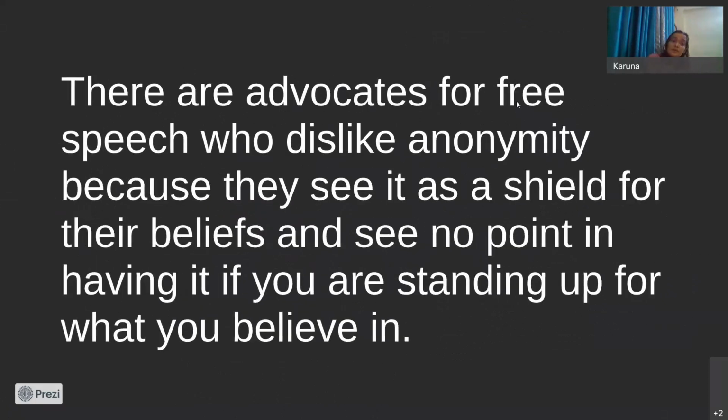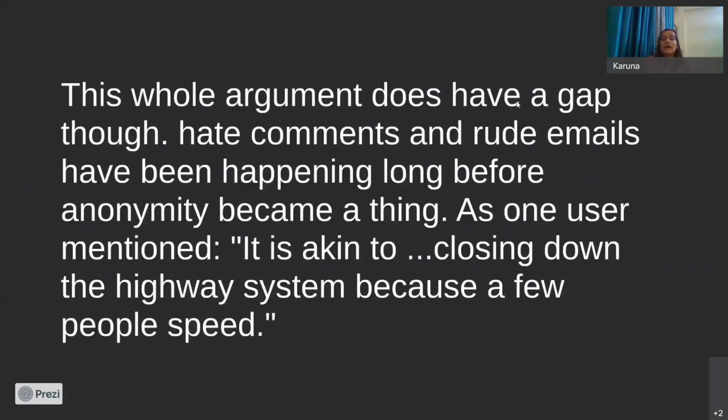And then there are people who say that they do not like being anonymous. They don't believe in being anonymous because they feel that nobody needs a shield. But these are comments which individual people have their own, right? If you have to close down a system because a few people will spoil it, this is not what we have to do. For example, if there are rude mails and hate comments coming up and people are targeting your servers and systems everywhere, then your system will slow down and you will have to close it.